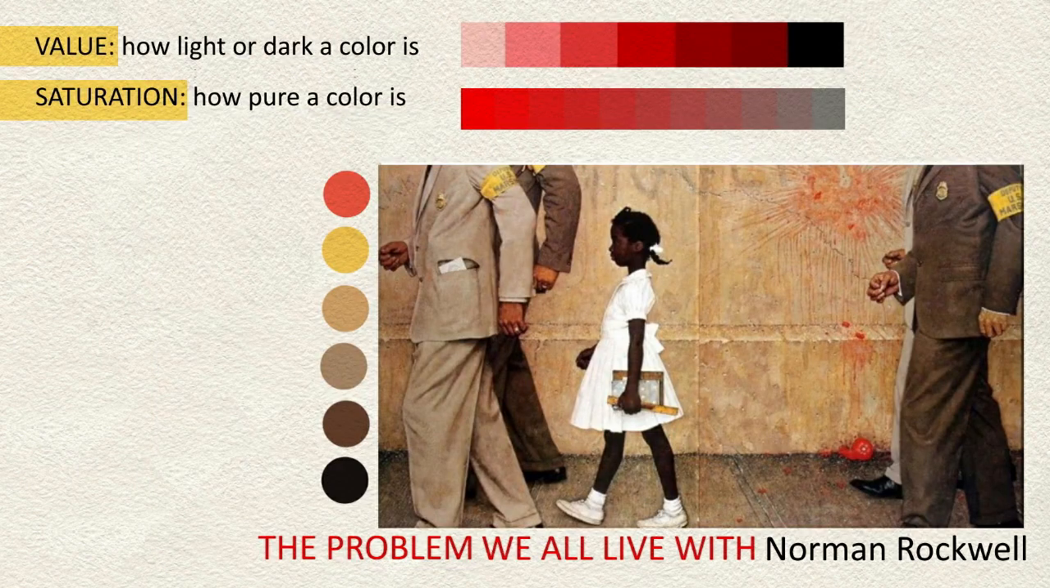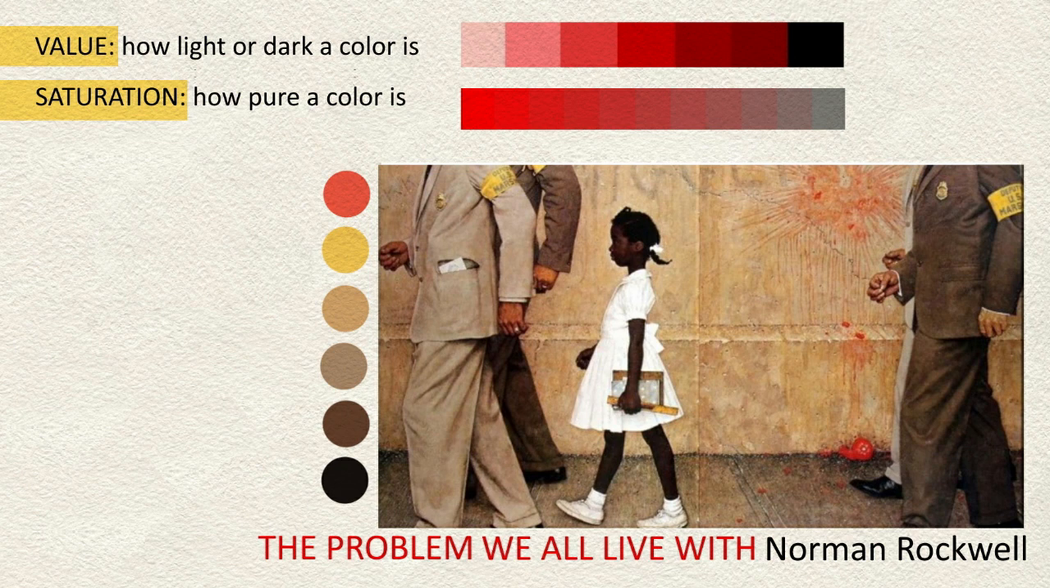Here's a really cool example of how to use value to draw attention to a subject and saturation to help tell a story. First, we'll look at value. Where is the greatest contrast of dark and light? That would be in the little girl with her dark skin and white dress. Her name is Ruby Bridges. She was among the first Black children to attend an all-white public school in 1960.